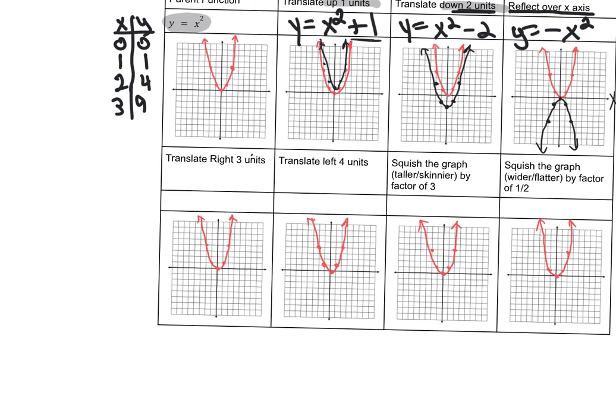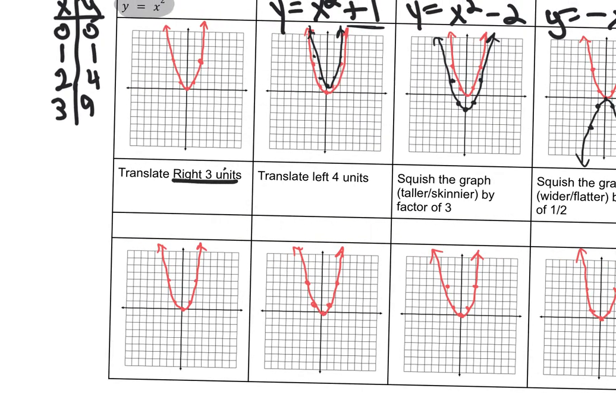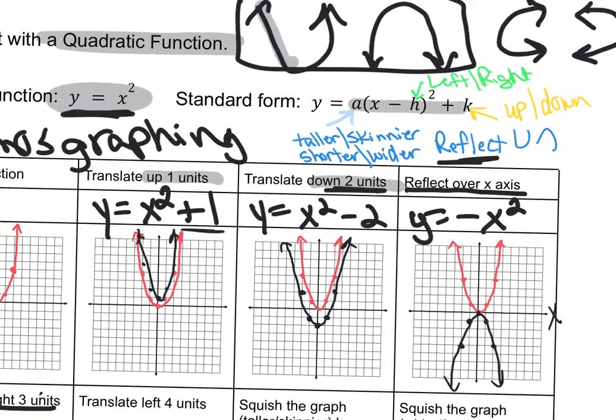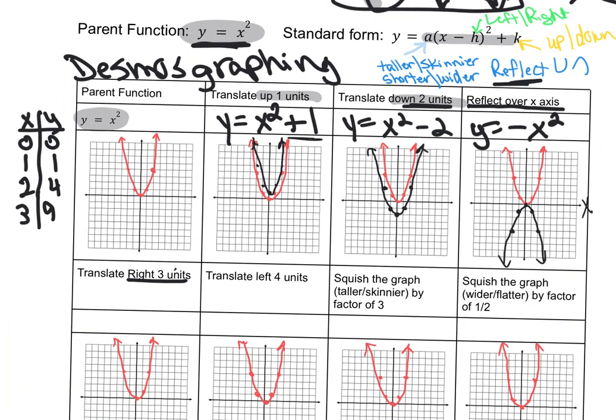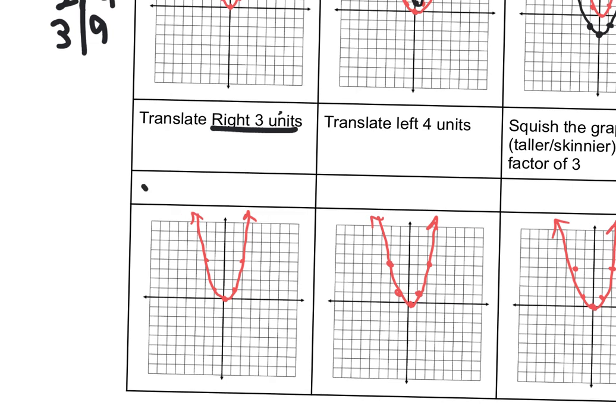Okay, so now we're just going to keep doing the exact same thing. Now we're going to go to the right 3 units. Well, if we come back up here to our standard form formula, that number inside of the parentheses moves things left and right. So if we are moving to the right 3 units, we're going to have y equals, okay, something in parentheses squared.